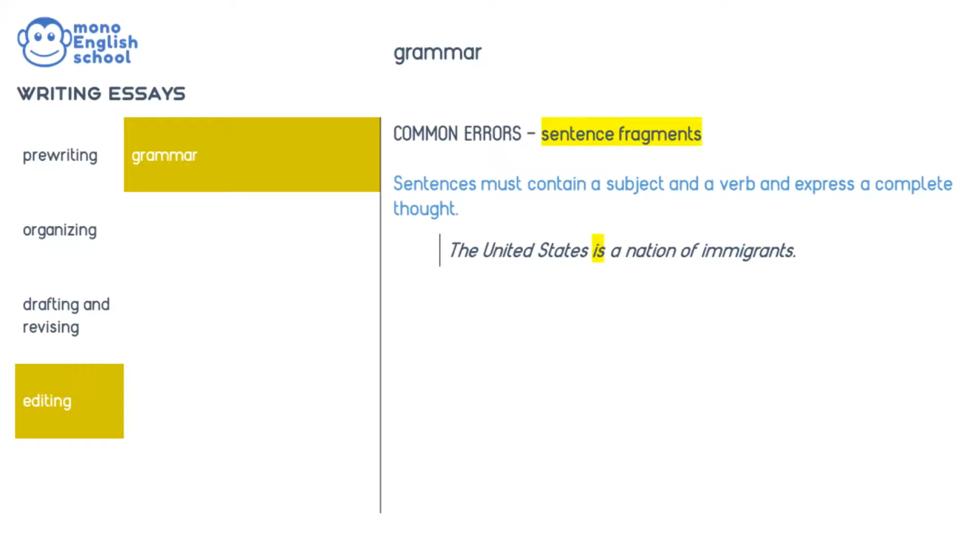Of course, if a subject is missing, we can add a subject to the fragment to create a grammatical sentence. And if the group of words do not express a full idea, usually we need to turn the fragment into a dependent clause by attaching it to an independent clause.